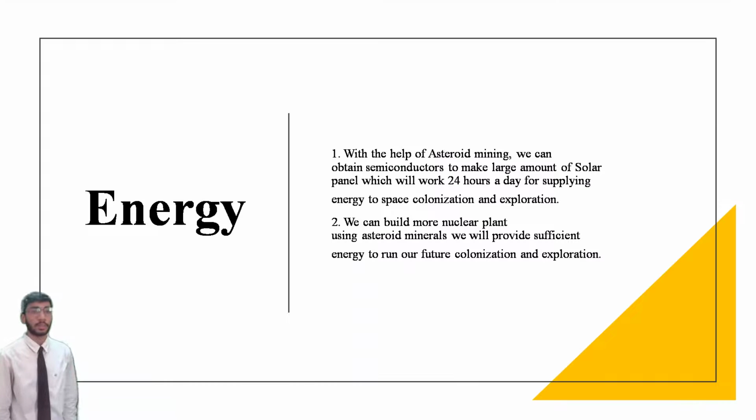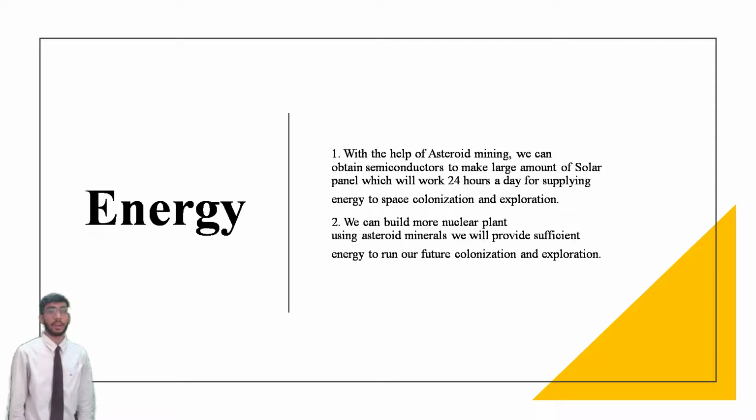With the help of asteroid mining, we can obtain semiconductors to make a large number of solar panels, which will work 24 hours a day, supplying energy for space colonization and exploration. We can make a huge number of solar panels and rotate them toward the sun to generate a huge amount of energy, which will make us a Type 2 civilization. We would have an unlimited source of energy. We just need to transfer it to Earth.